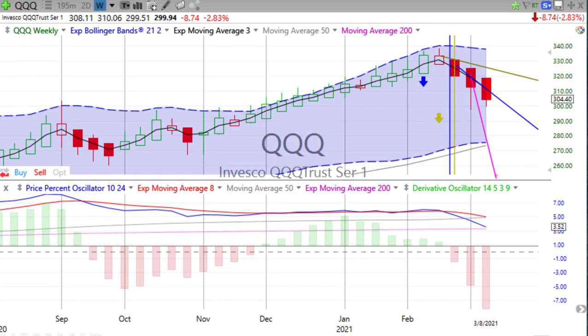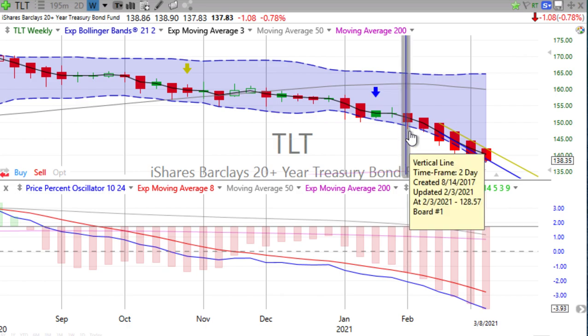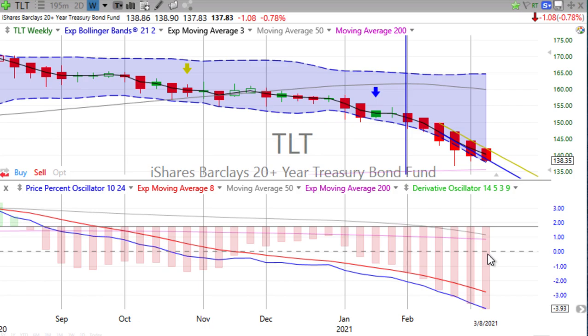Okay, we're going to leave stocks, go to bonds. What do we see going on there? Bonds down for the day, 0.78%. We had that 2-day recross back many, many days ago. We'll talk about that in a minute when we get there. But look at the weekly. Continuing bonds, continuing to hammer down.